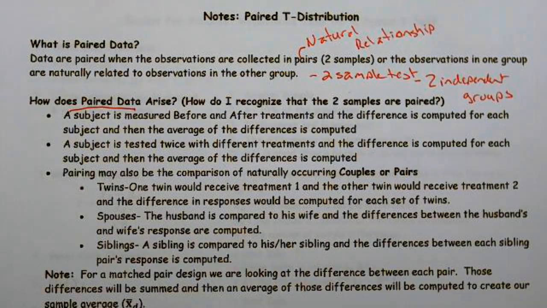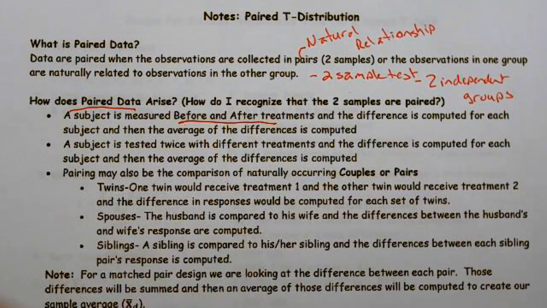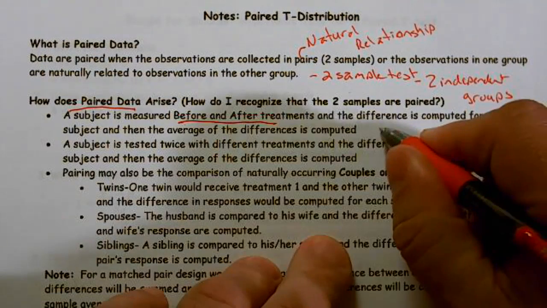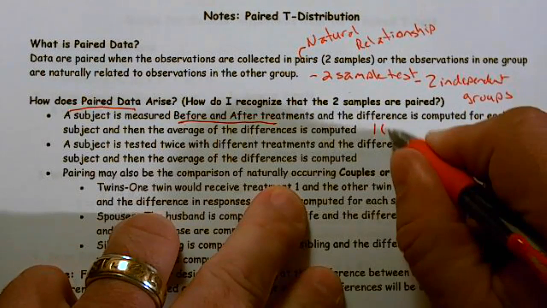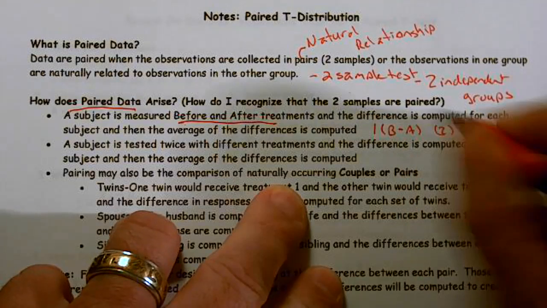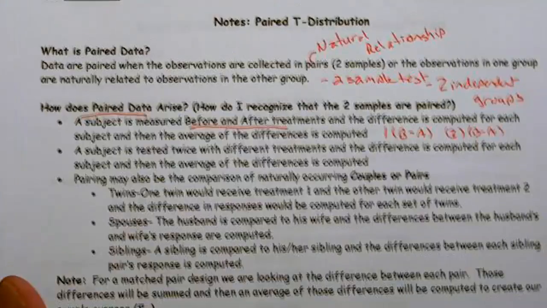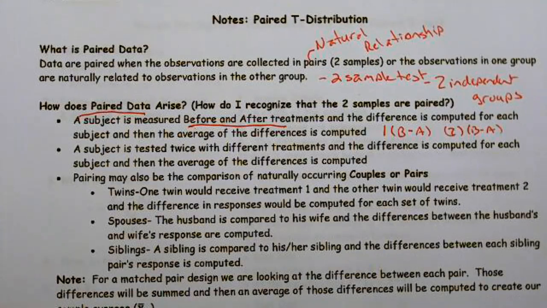So in a paired test, a subject is measured before and after. So if we have a before and after situation, then it's going to be a paired test. And basically, each individual is measured before and after, and the differences are computed. So for individual one, we'd take the before measurement minus the after measurement. For individual two, we would do a before measurement minus after measurement, and so on and so forth till we take care of all the individuals.